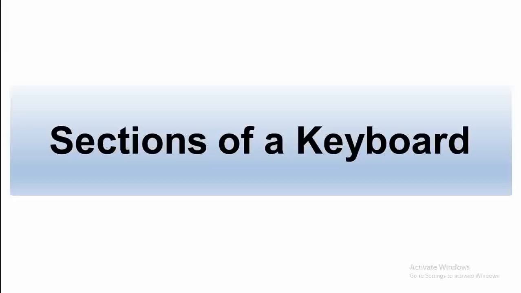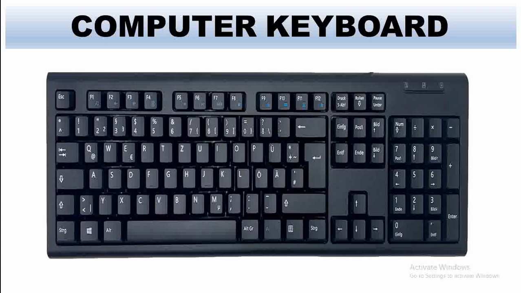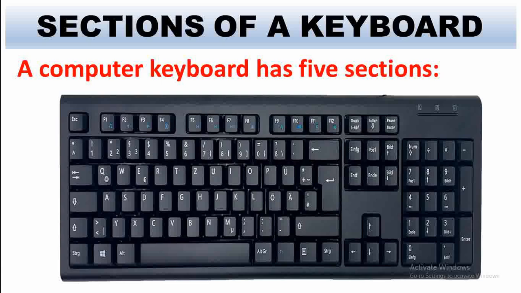And this keyboard we are talking about has sections. Look at the keys. We can see the arrangement of the keys. You can see that the keys are grouped somehow. So we have to understand this grouping for us to be able to know how to use this keyboard. That takes us to what we call the sections of the computer keyboard. A computer keyboard has 5 sections.